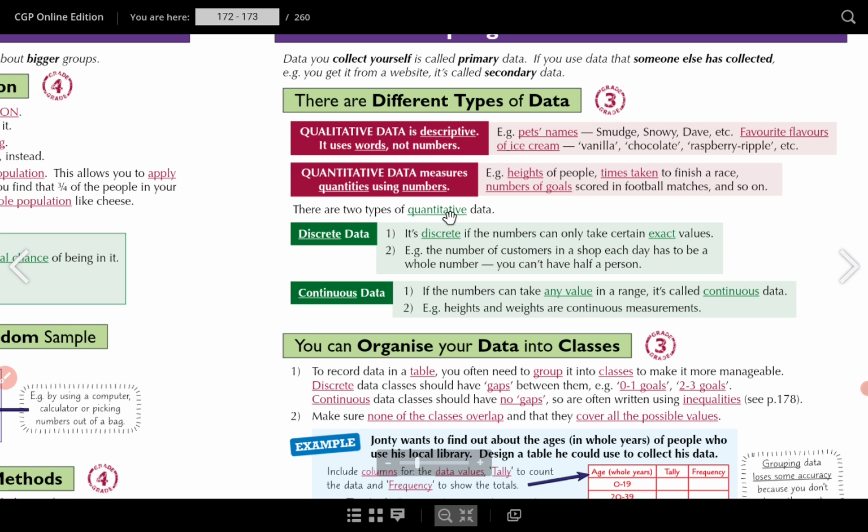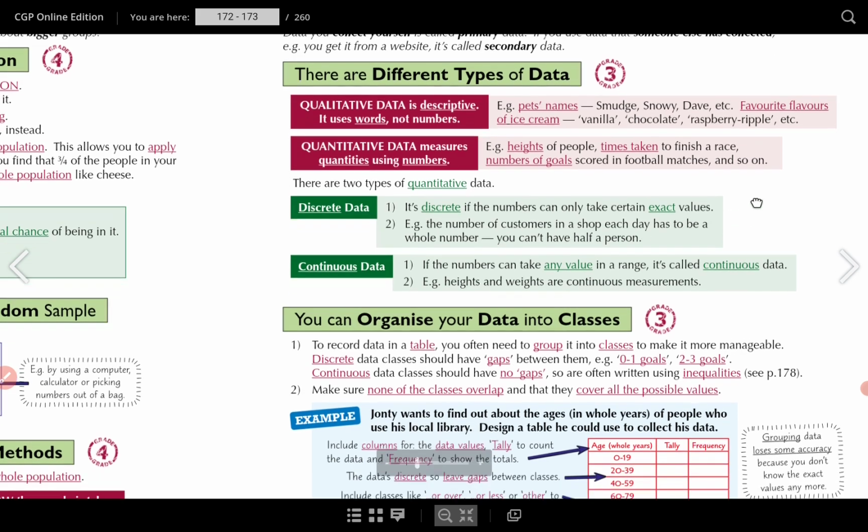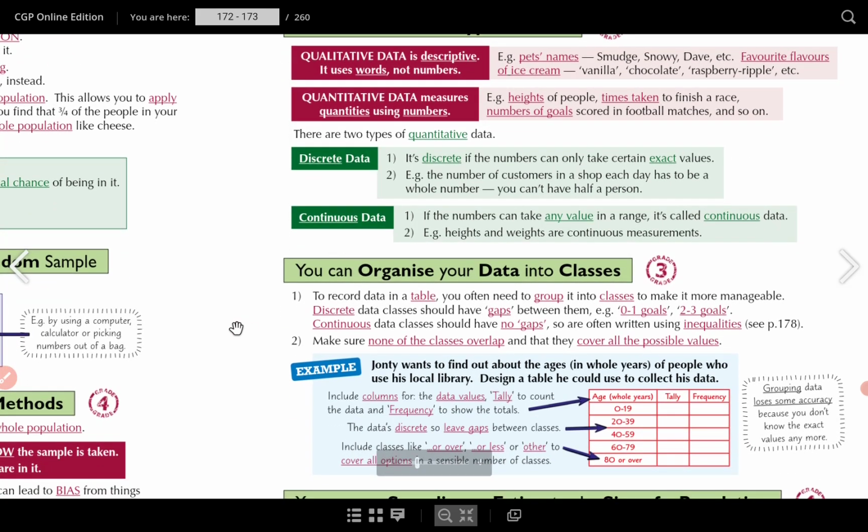So the two types of quantitative data. With quantitative data, you're looking at quantities, and here you're going to deal with numbers, okay? For example, heights of people, times taken to finish a race, number of goals scored in a football. All those are numbers. Height is in terms of numbers, time, number of goals, okay? So quantitative data is also split into two. You have discrete and continuous data. These are quite profound statements if you do better to understand them.